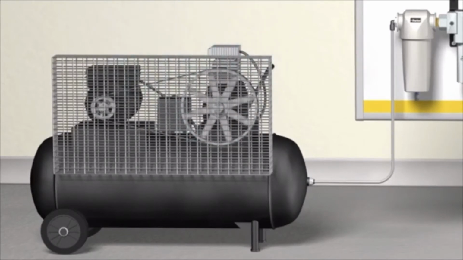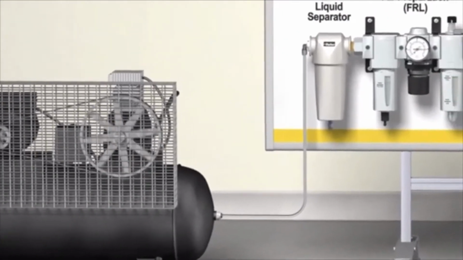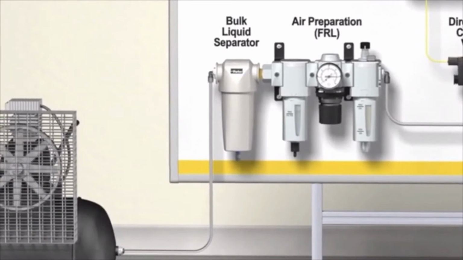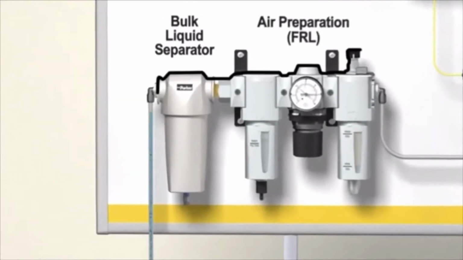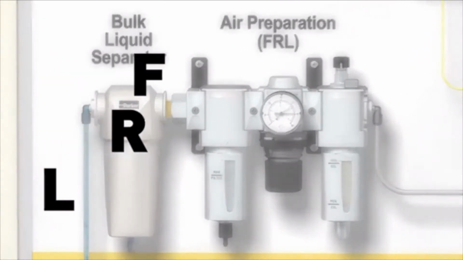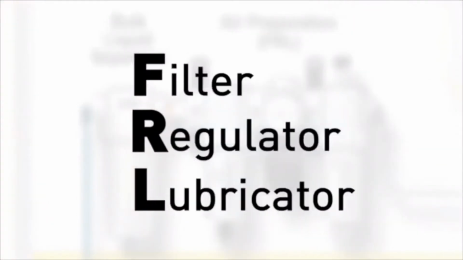Once compressed, the air needs to be dried and cleaned so that harmful particulates such as rust or dirt do not clog up the moving parts in the system. The compressed air will travel through a tube or line to the next component, called an air preparation unit, or FRL. FRL is short for filter, regulator, and lubricator, which are common pieces that make up the air preparation unit.